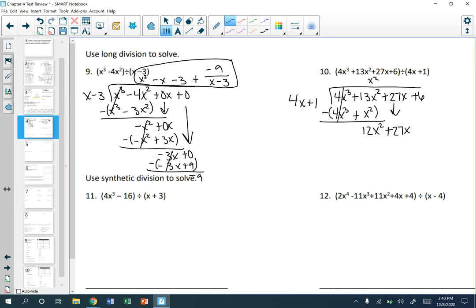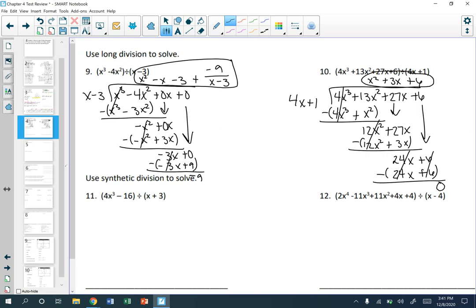Bring down my 27x. How do I get to 12x squared? I need to multiply by 3x to get 12x squared plus 3x. Subtract, 12x squared cancel. I'm left with 24x. Bring down my 6. How do I get to 24x from 4? I need to multiply by 6. It gives me 24x plus 6. So when I subtract, everything cancels. I get a remainder of 0. So my answer is x squared plus 3x plus 6.